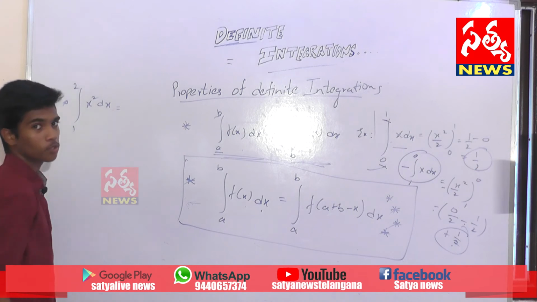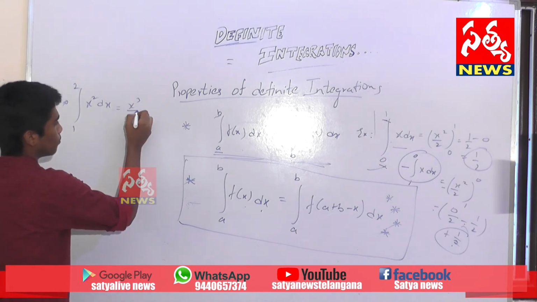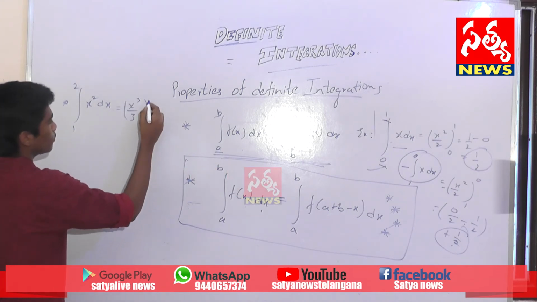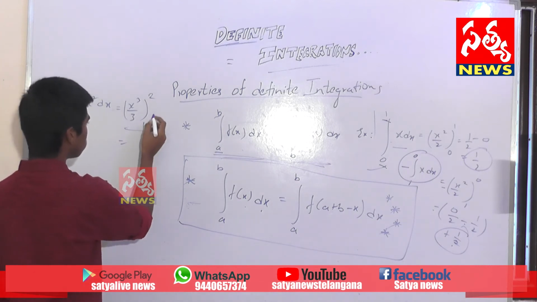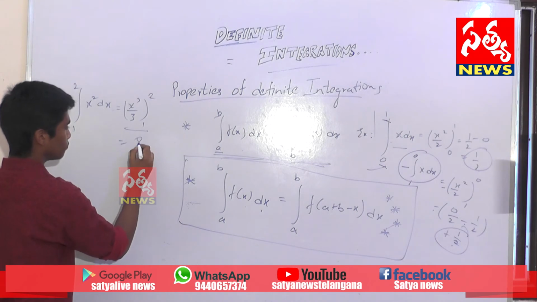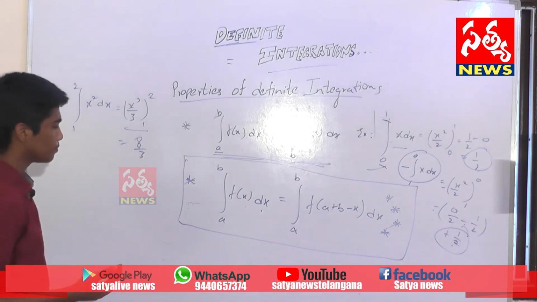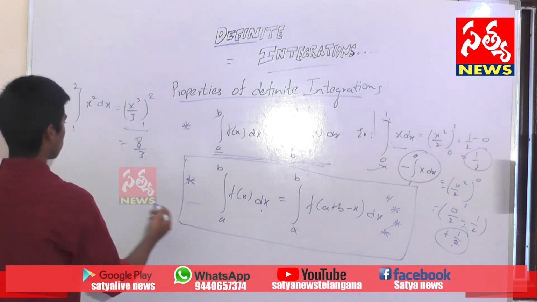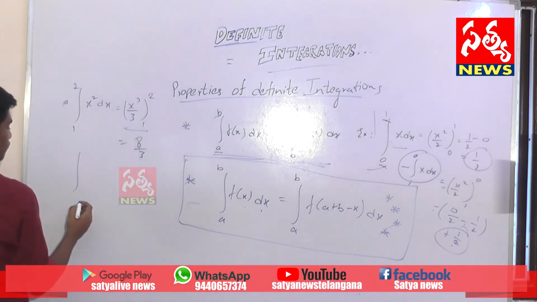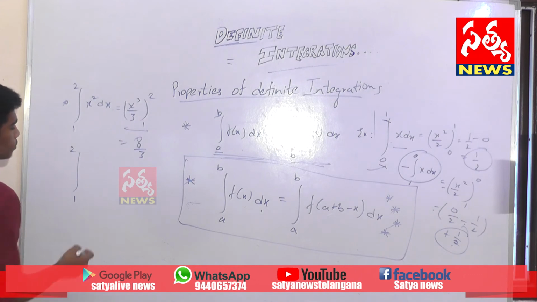What is integration of x square? It is x cube by 3, limits 1 to 2. It becomes 8 by 3, as I said before. And now use this. Integration of same limits, 1 to 2.